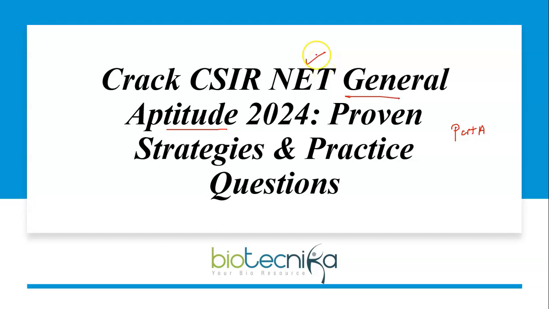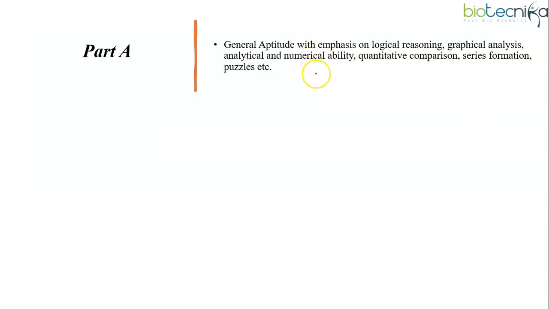questions with confidence. Part A of the CSIR NET Life Science exam contains questions pertaining to general aptitude, with emphasis on logical reasoning, graphical analysis, analytical and numerical ability, quantitative comparison, series formation, puzzles, etc.